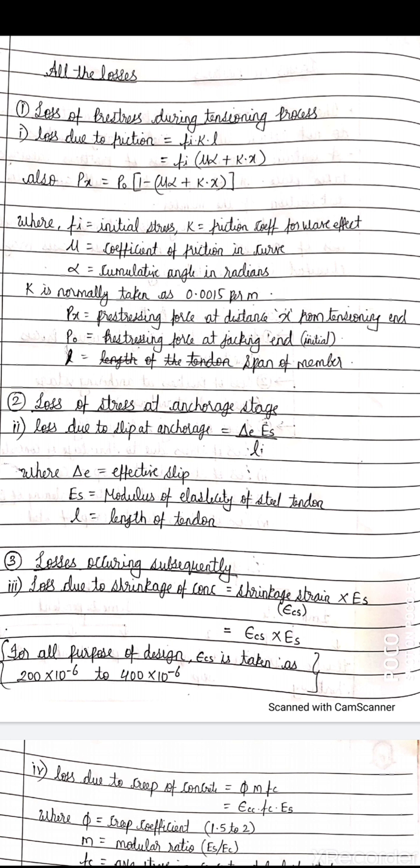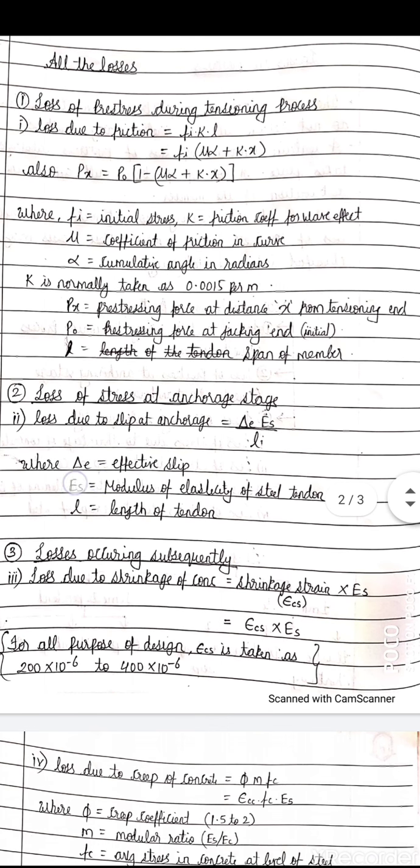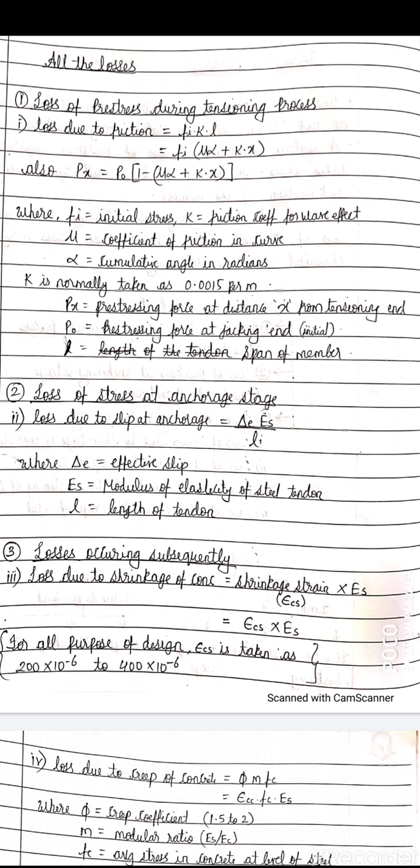Loss due to shrinkage of concrete is given by shrinkage strain into modulus of elasticity of steel. First of all, let us try to understand what we mean by shrinkage of concrete. Shrinkage is the contraction of concrete due to chemical changes and drying. Basically it's a contraction, a deformation. It depends on the moisture conditions, and it is independent of the stresses in the members due to loads. So how can we reduce the shrinkage? By minimizing the water cement ratio, we can definitely reduce the shrinkage in concrete.